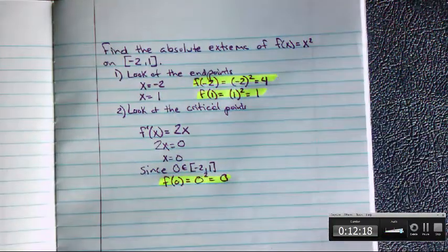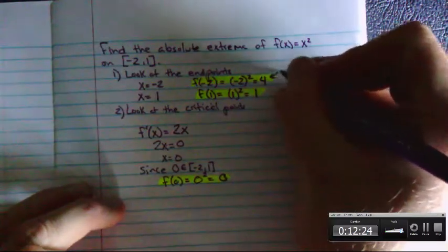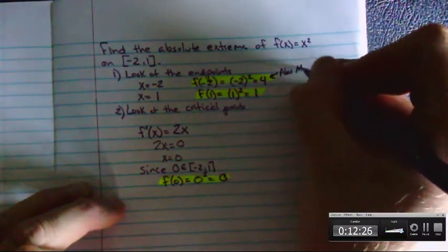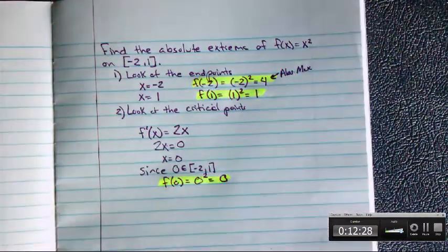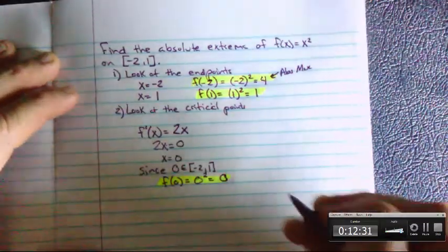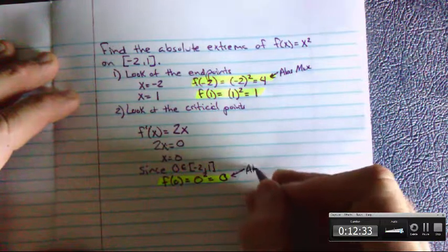Which one's the largest? 4. So this is our absolute max. And our minimum is 0. This is our absolute minimum.